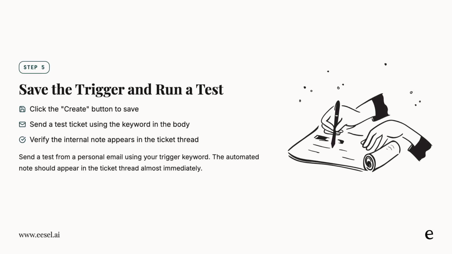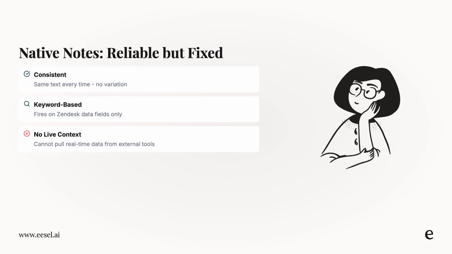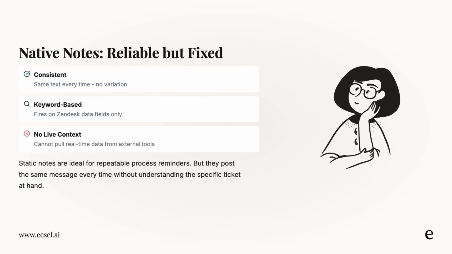Then send a test ticket from a personal email address and include your keyword in the message body. The automated internal note should appear in the ticket thread almost immediately. Native trigger notes are consistent and reliable, but they are static. Every matching ticket gets the exact same text.